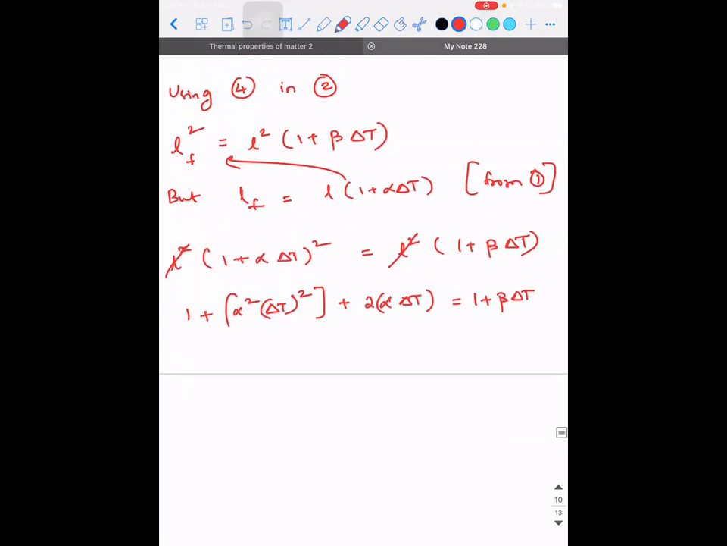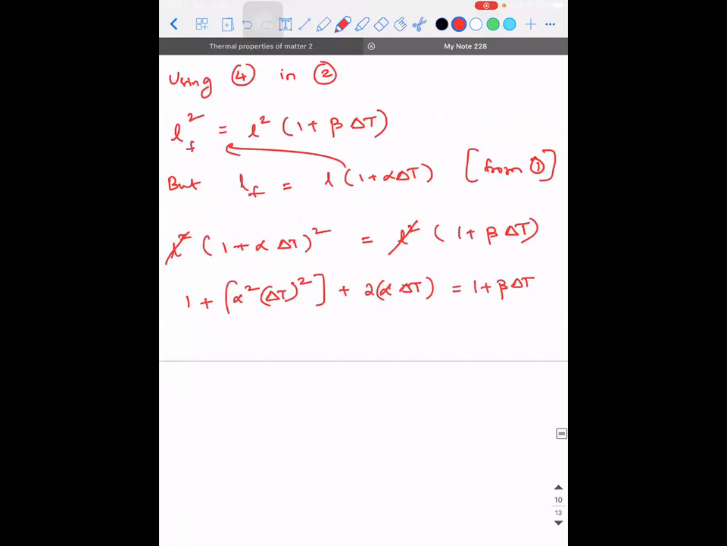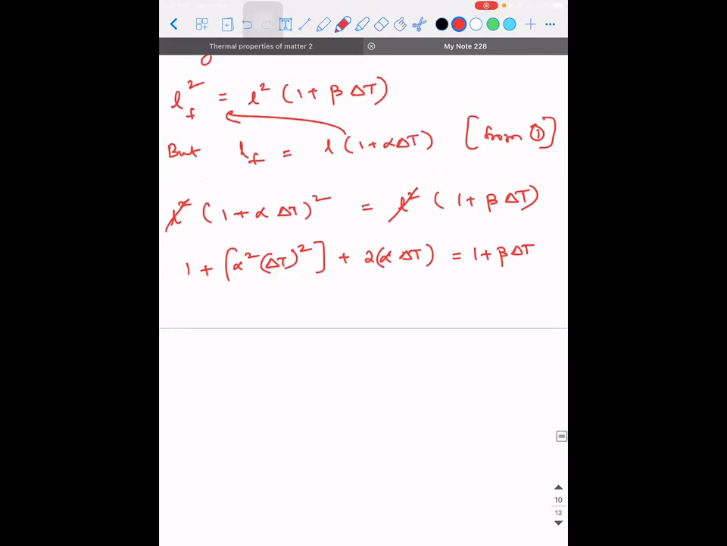So left hand side, I applied a plus b the whole square. Right hand side, I didn't disturb at all. Clear? Yes. Now see, 1 and 1 will get cancelled. What else is the other parameter that will be approximated to 0? I explained you one important concept, right? Alpha raised to the power anything other than 1 is going to be a 0.